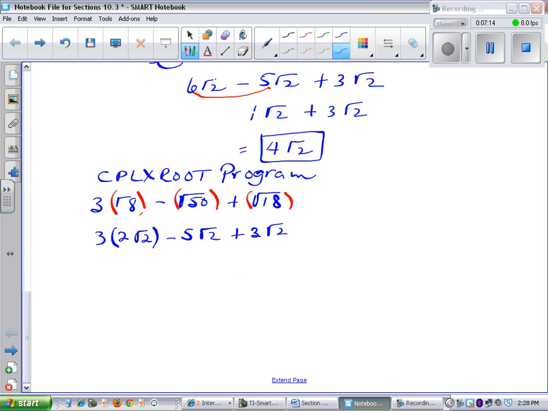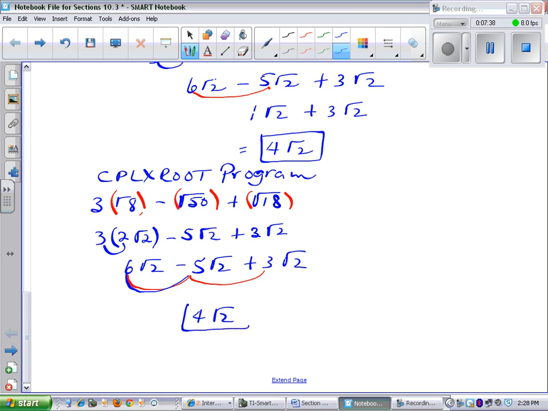Now I have 3 times 2 is 6 square roots of 2 minus 5 square roots of 2 plus 3 square roots of 2. How do we combine like terms? We combine the coefficients and keep the like part. The like part is the square root of 2. 6 minus 5 is 1, and 1 plus 3 is 4 square roots of 2.